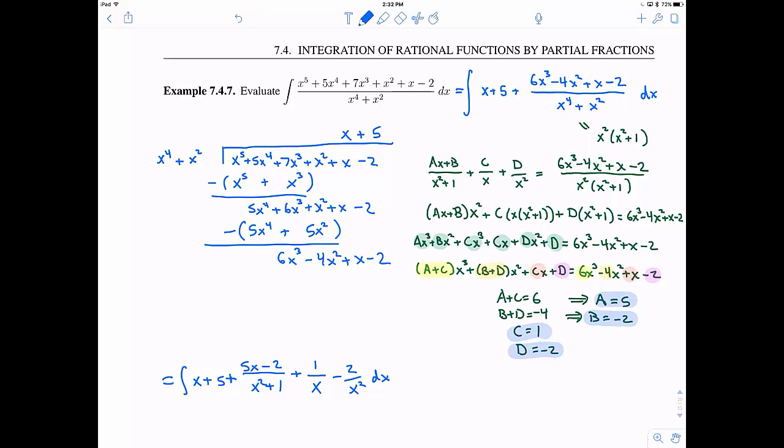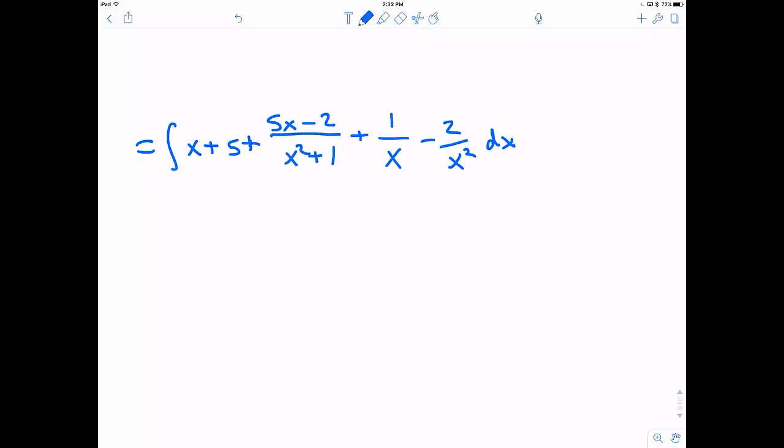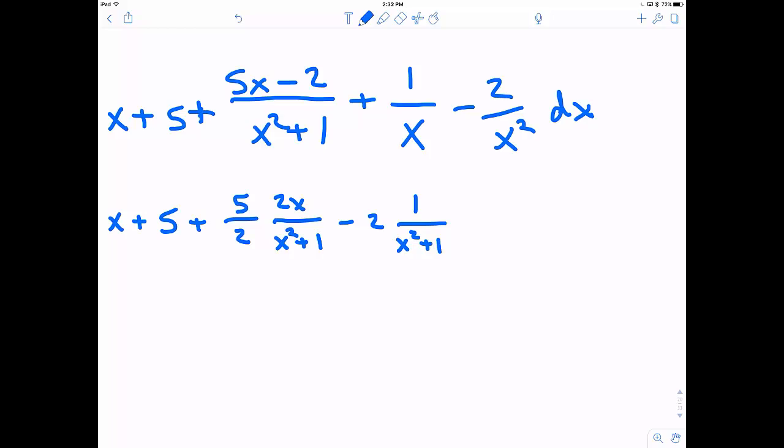So now I can integrate this thing. All these pieces, the claim is I know how to integrate them. The only one that's a little bit difficult is this third one, maybe. So I can integrate x, 5, but in order to integrate this one, let's split it up. I'm going to split it up in kind of a clever way. I'm going to write this as 5/2 times 2x over x squared plus 1 minus 2 times 1 over x squared plus 1.